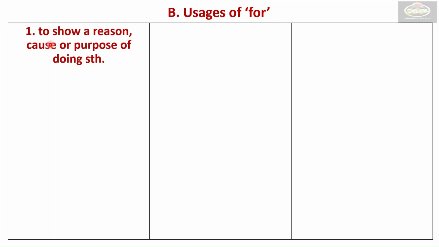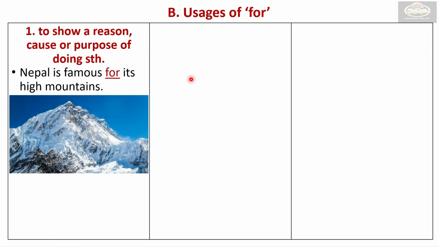You have to pause the video and learn by heart. Now let's move to usages of for. The first use is to show a reason, cause, or purpose of doing something. Example, Nepal is famous for its high mountains. What is the reason behind Nepal's fame? Its high mountains. This is one of the reasons behind Nepal's fame in the world. Nepal is famous for its mountains.